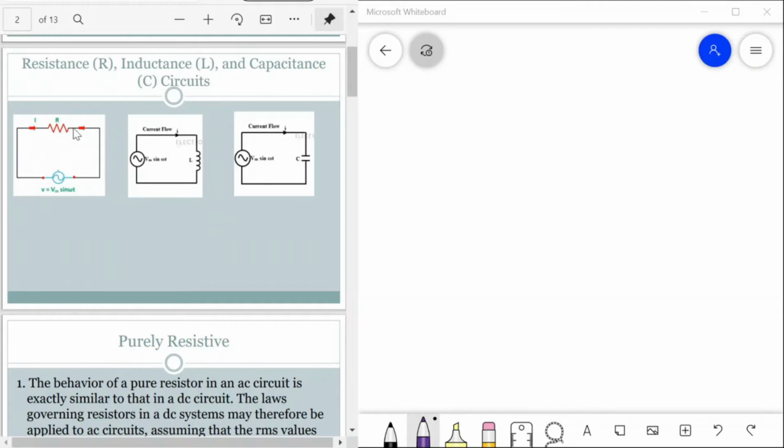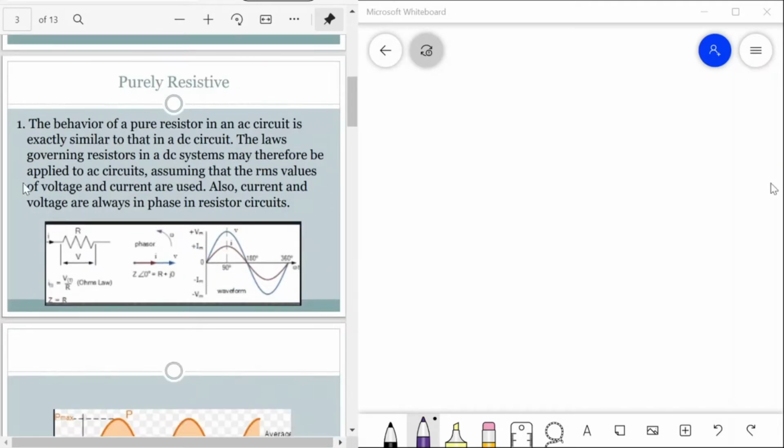So this is the circuit diagram of a pure resistance connected to an AC supply. Our AC supply has an equation: instantaneous voltage is equal to maximum voltage sine omega t. The inductance also has a voltage source equation, Vm sine omega t, and also in capacitance. So there is a current flowing in each circuit.